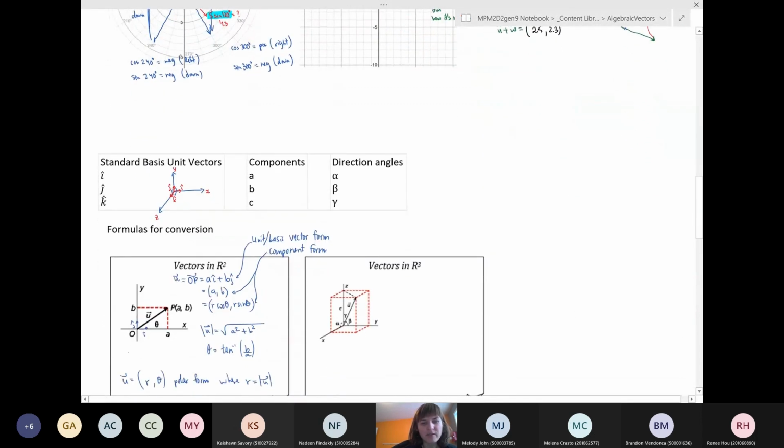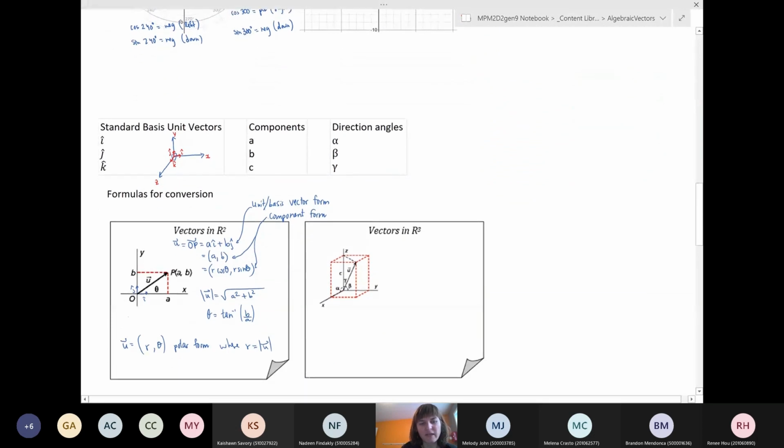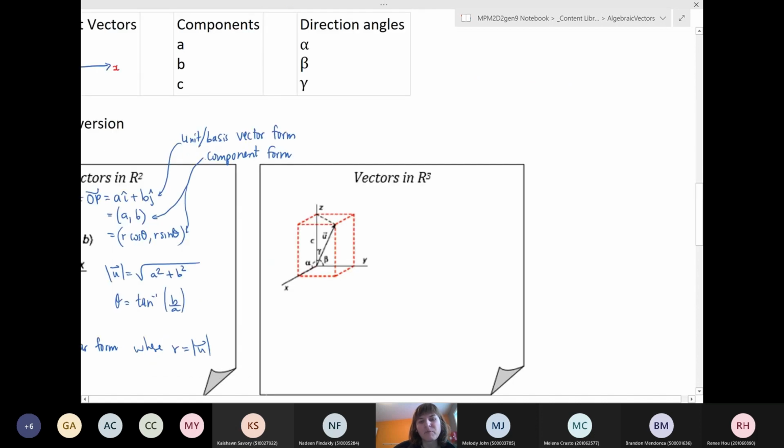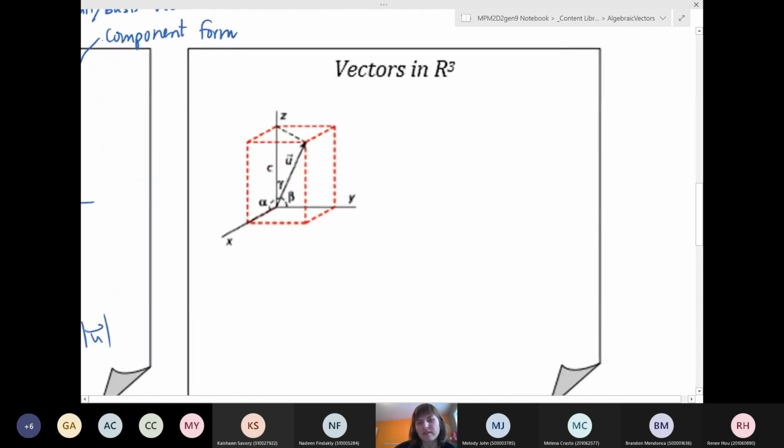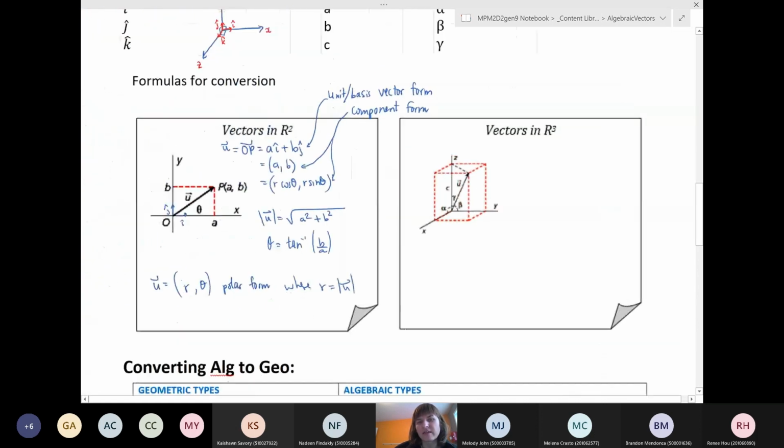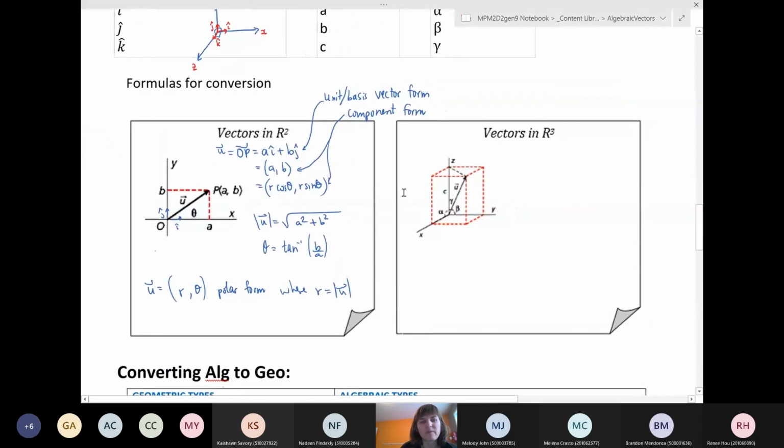So I have a box on the bottom that has all the formulas you might need. And notice how I have here a blank version for 3 dimensions. We'll come back to that on another day. So I have 2 dimensions. So what does it mean by R2?